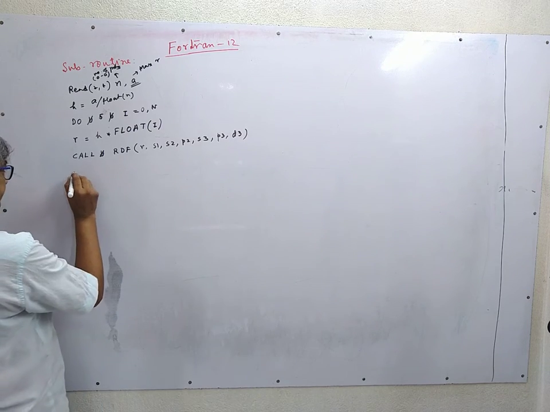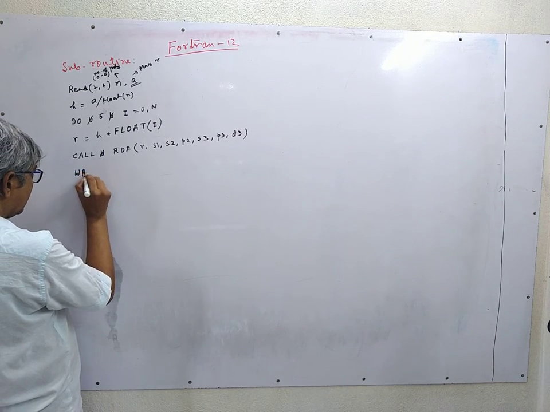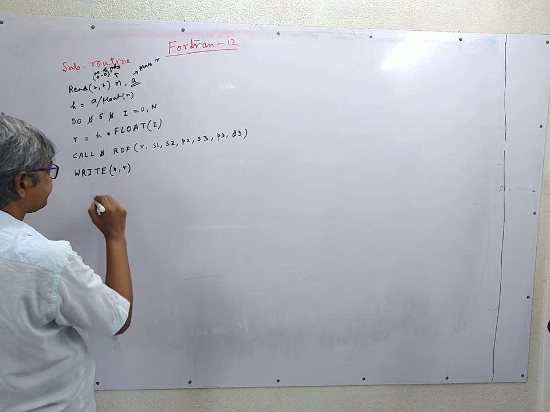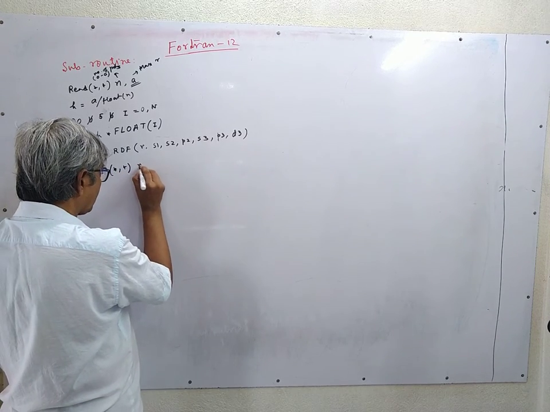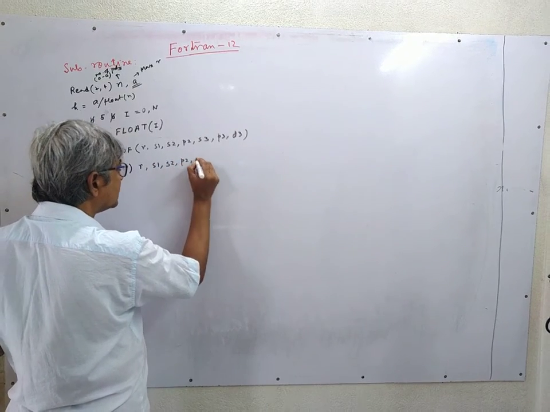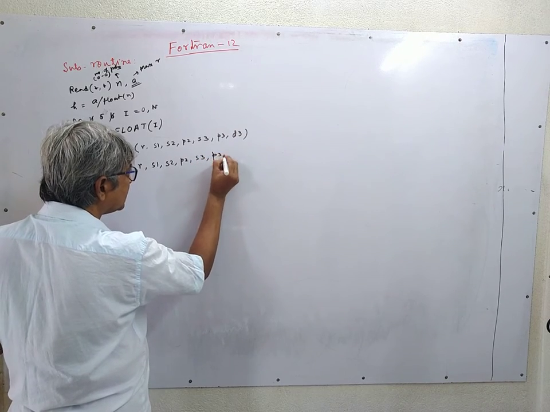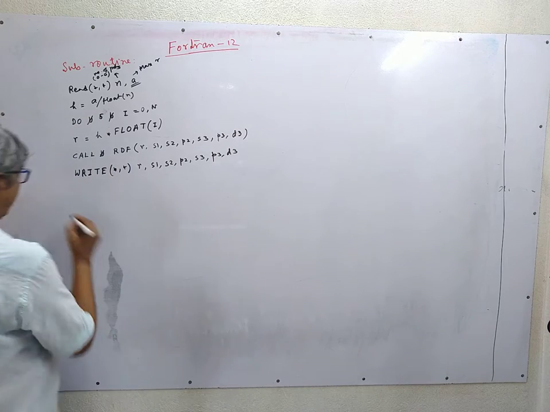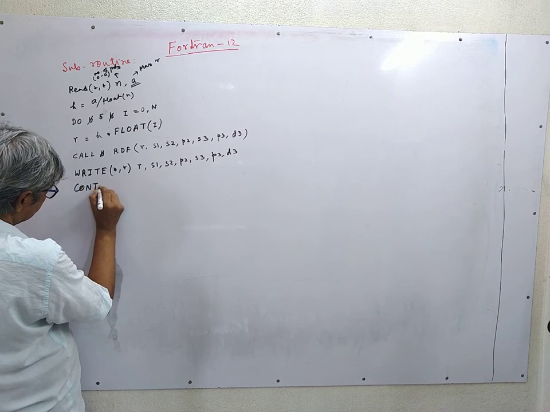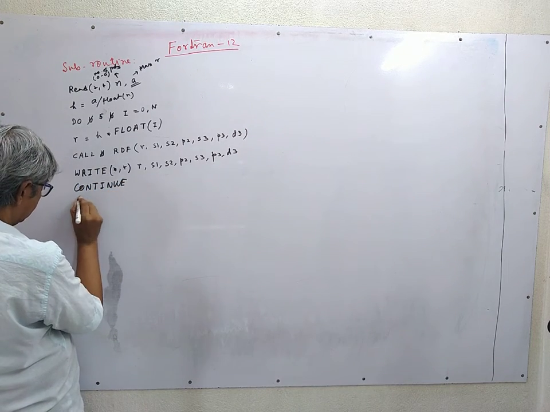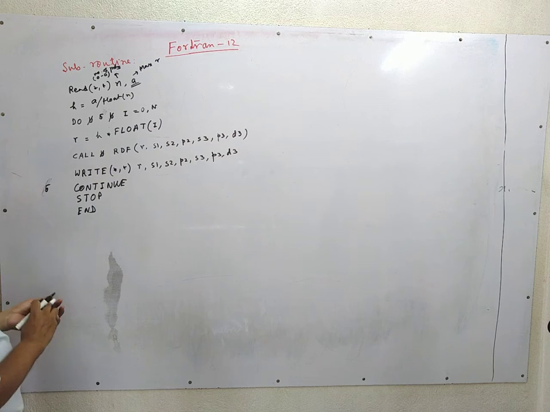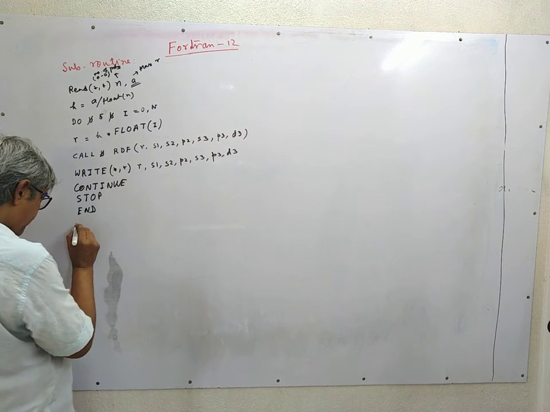Then we write, 5 continue. This is the main program. Now coming to the subroutine.